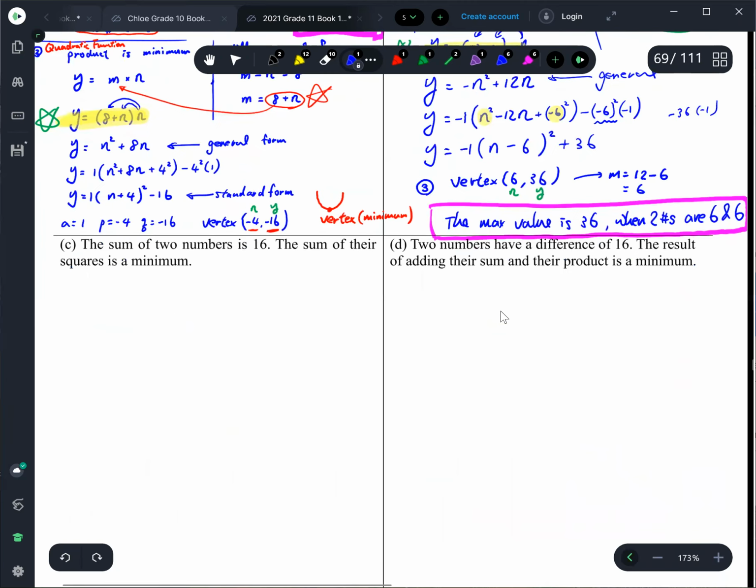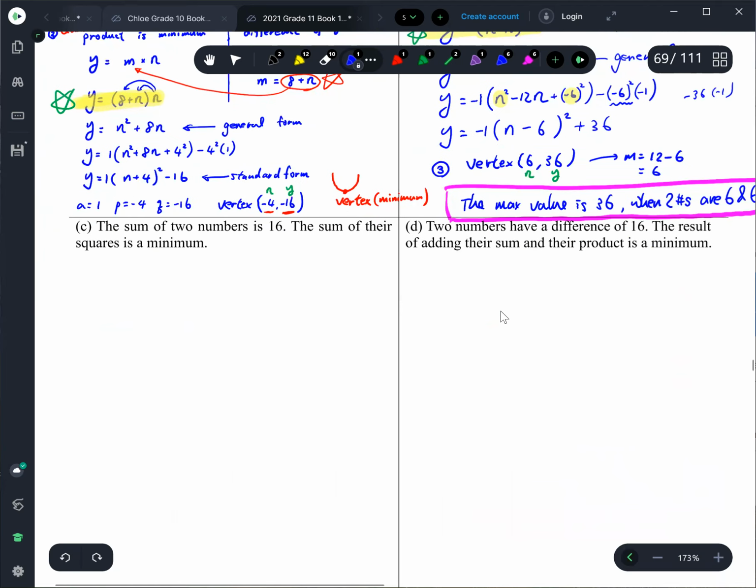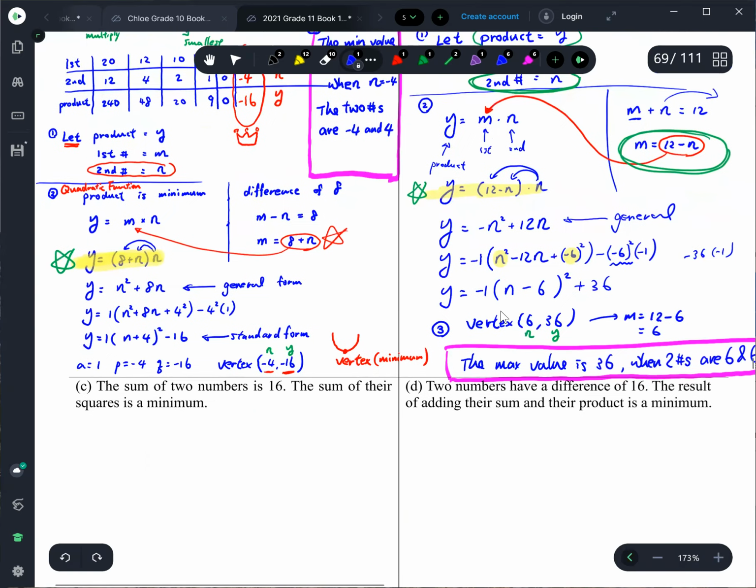We'll look at question C. The general setup is the same. You still start with the last statement. But because this one is a little bit different, we'll start with an example first, like the tables that we did before.